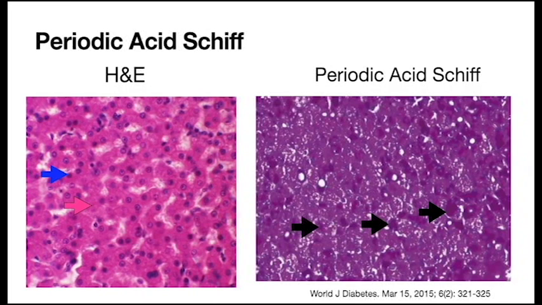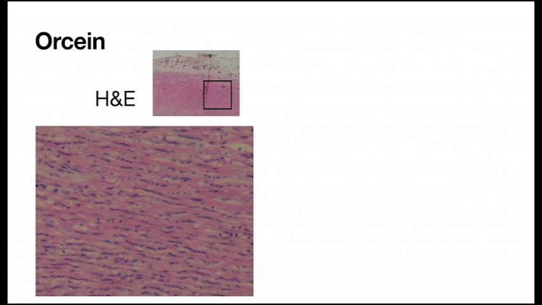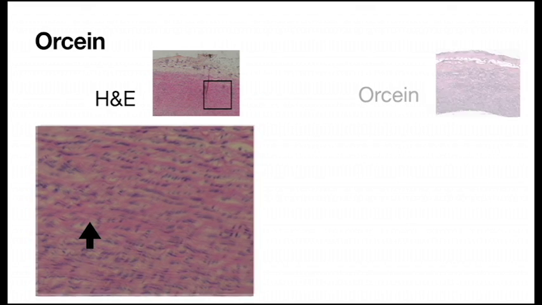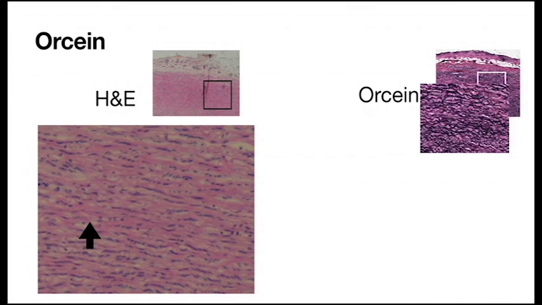Another special stain is orcein, which specifically reacts with elastic fibers, staining it brown to black. This is an aorta or elastic artery stained with H&E, whose main tissue component in the tunica media layer is elastin. Looking at it in higher magnification, the elastin is seen as pink wavy lines. When the aorta is stained with orcein, the elastic fibers react with a special dye and would now be clearly visible as black wavy structures.